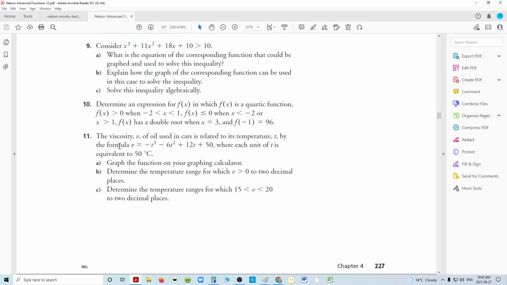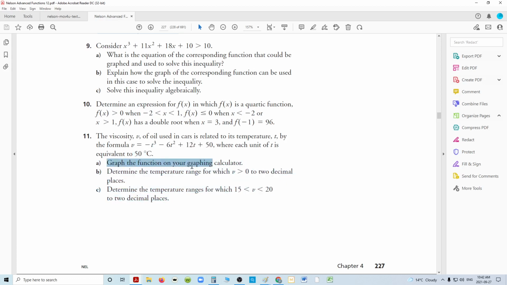The viscosity of oil used in cars is related to temperature. So that means as temperature goes up, the viscosity goes up. Or actually, with the negative, as temperature goes up, viscosity goes down, where each unit of T is equivalent to 50 degrees Celsius. So for each 50 degrees, when 1 T goes up, it represents 50 degrees.